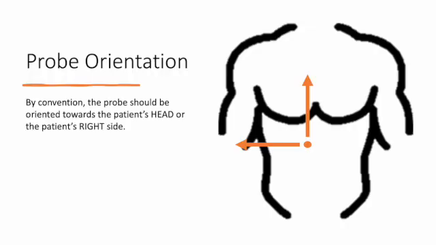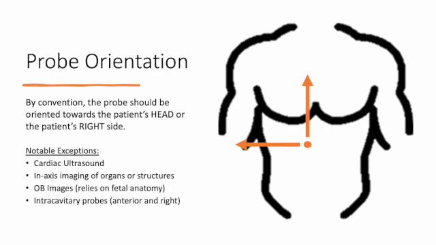All right, let's talk about putting the probe on the patient again. By convention, the probe should be oriented, meaning that the indicator should point towards the patient's head or the patient's right side. There are a few exceptions to this. In cardiac ultrasound, which we'll talk about in more detail, or if you're looking at an organ like the gallbladder that doesn't perfectly lie on axis, oftentimes you'll need to rotate the probe to get that in axis, but still in general, the indicator should be towards the right or towards the patient's head.